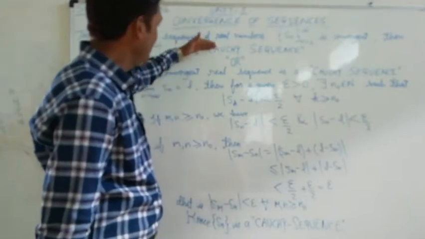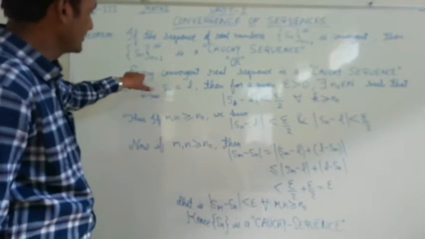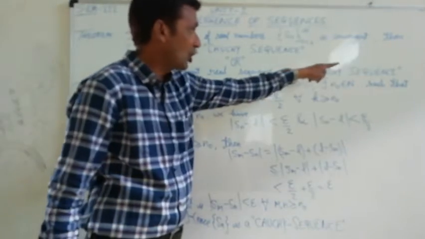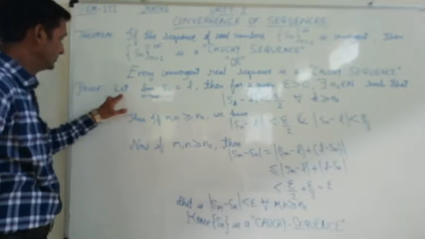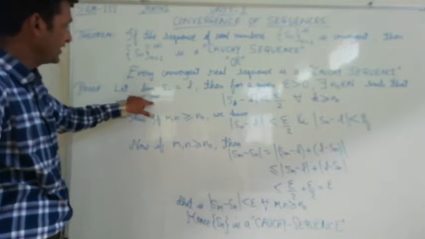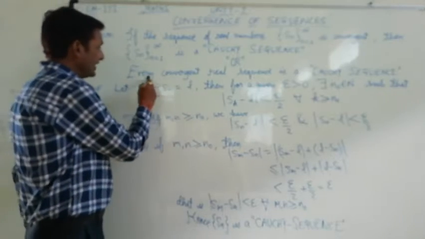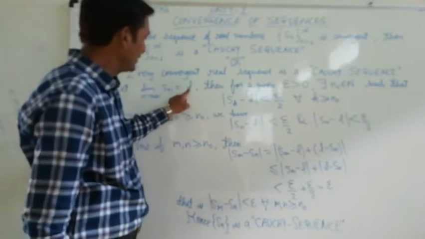This statement can be written in this manner also. This theorem can be asked in this manner also: every convergent real sequence is a Cauchy sequence. So here the proof starts. Let limit n tends to infinity Sn is equal to L. Means after solving the limit for this particular sequence Sn, we will get one definite value, that is L.